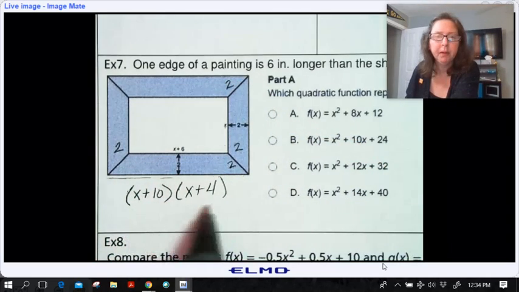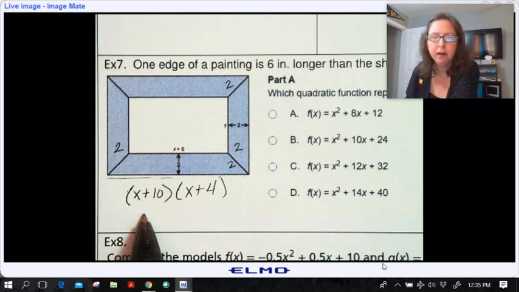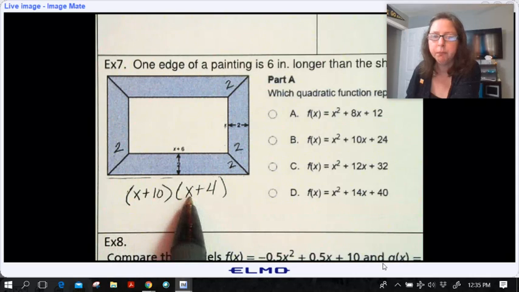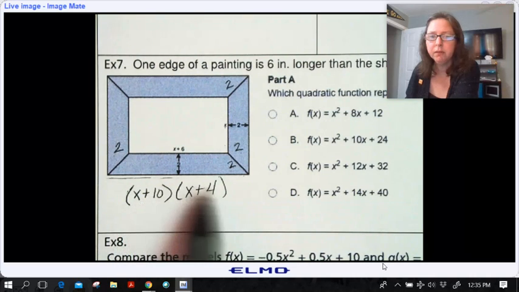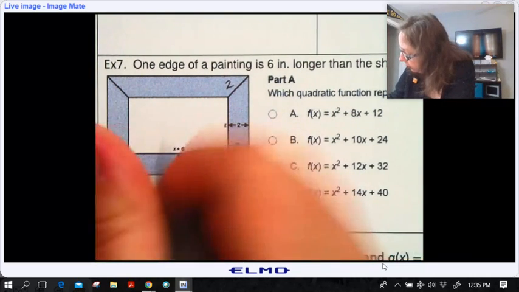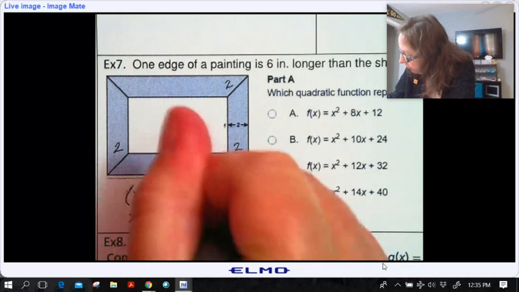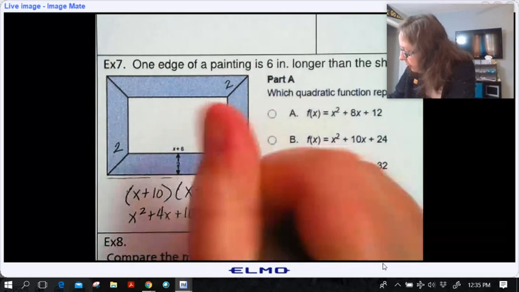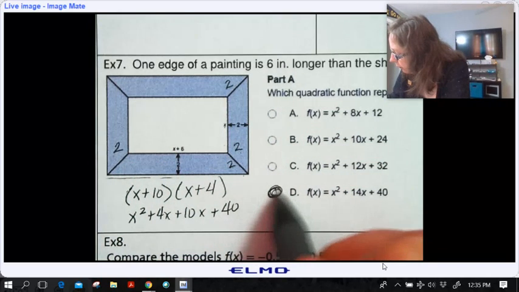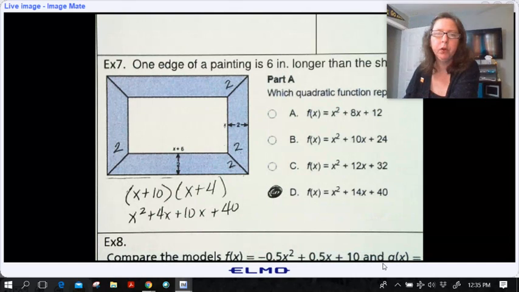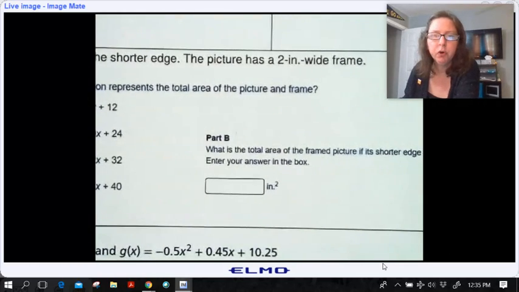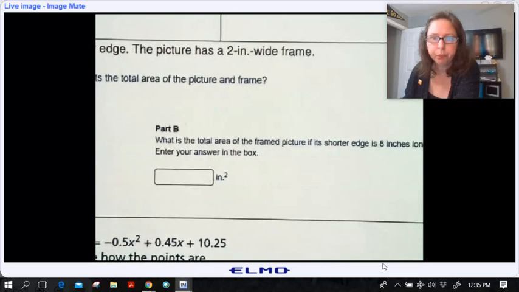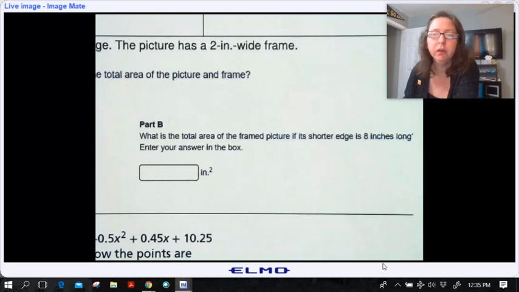And so when I multiply this all out, I'm going to get x² + 4x + 10x + 40. Which will give me option D right here. Okay, so of my multiple choice options, that's my answer. Now let's do part B. Part B says, what is the total area of the framed picture if the shorter edge is 8 inches long?